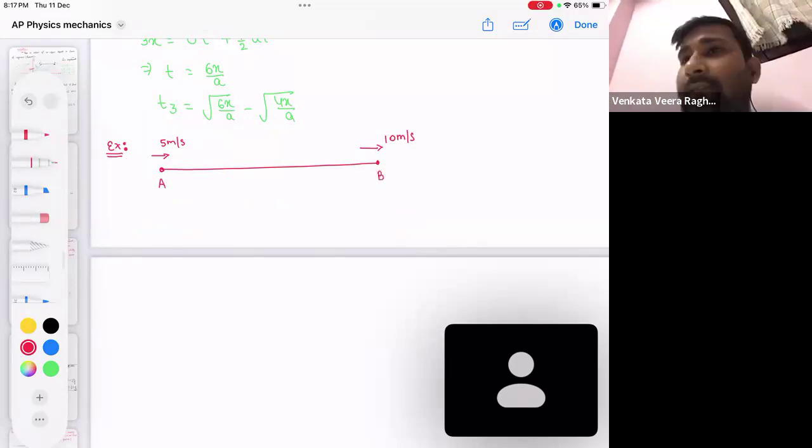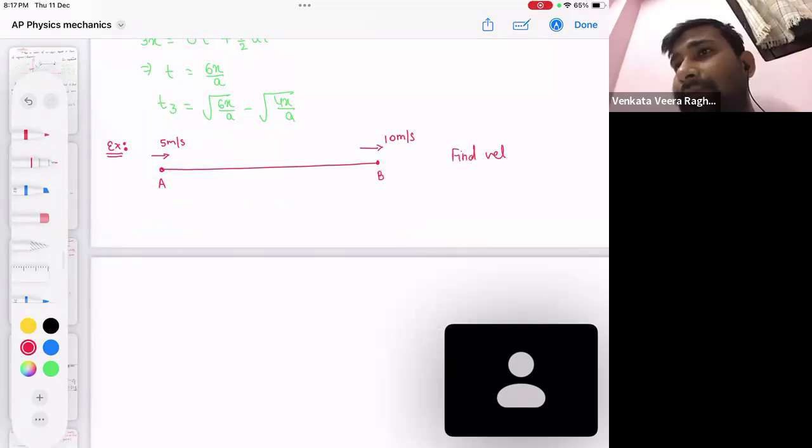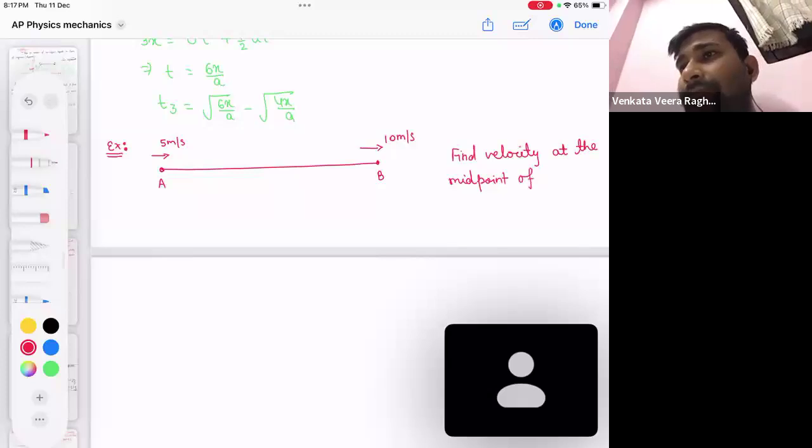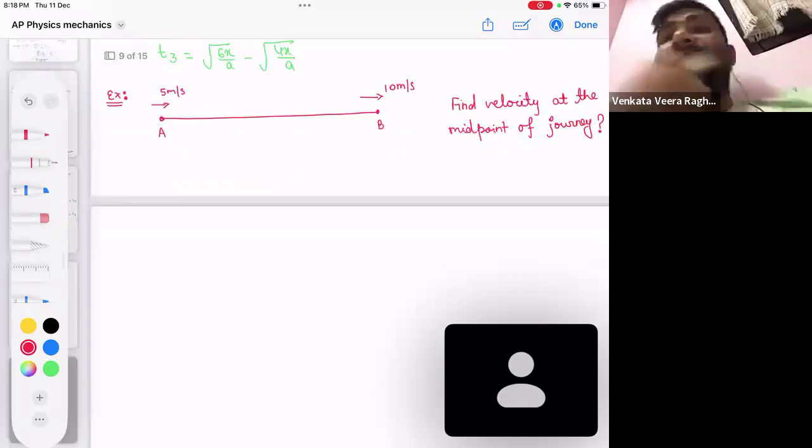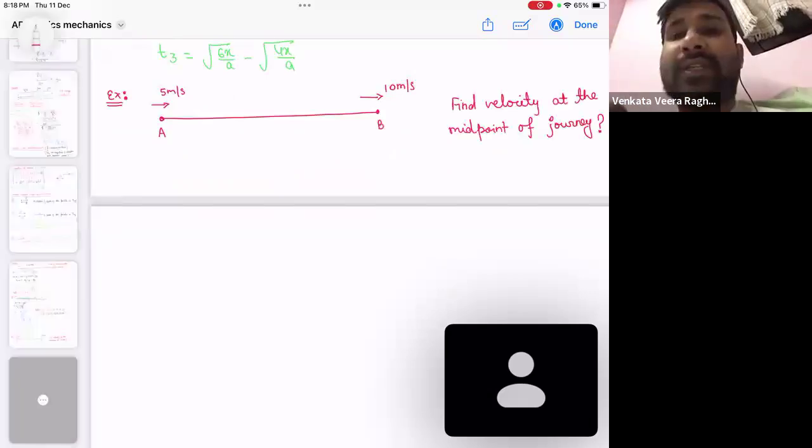So they are asking in the question, find the velocity at the midpoint of the journey. Understood the question? Starting velocity is 5 meter per second. And when it finishes its journey, its velocity is given 10 meter per second. The question is, what is the velocity at the mid of the journey?